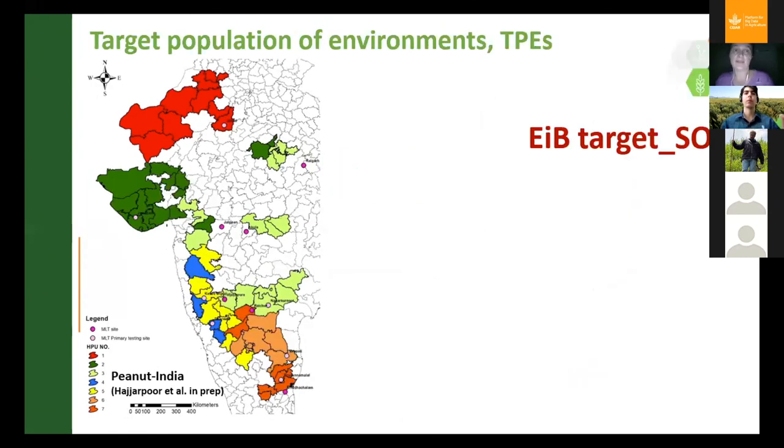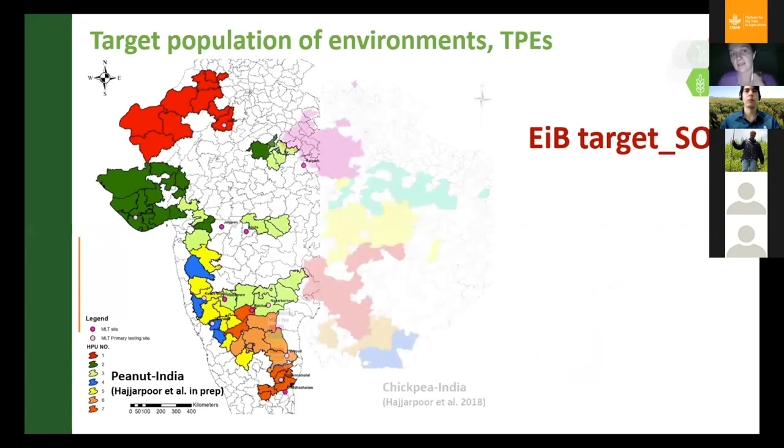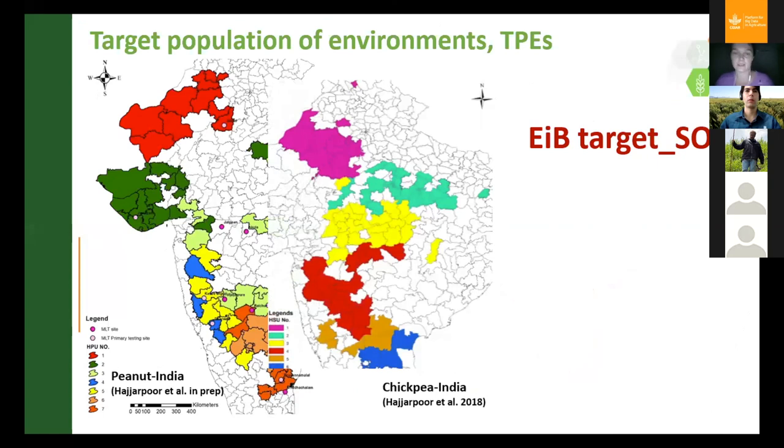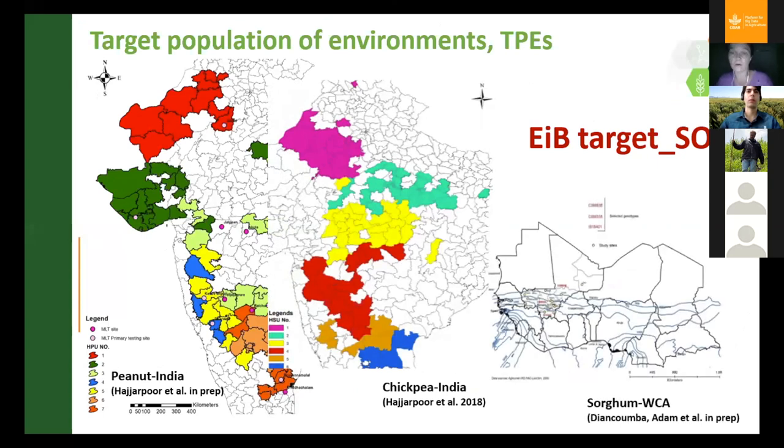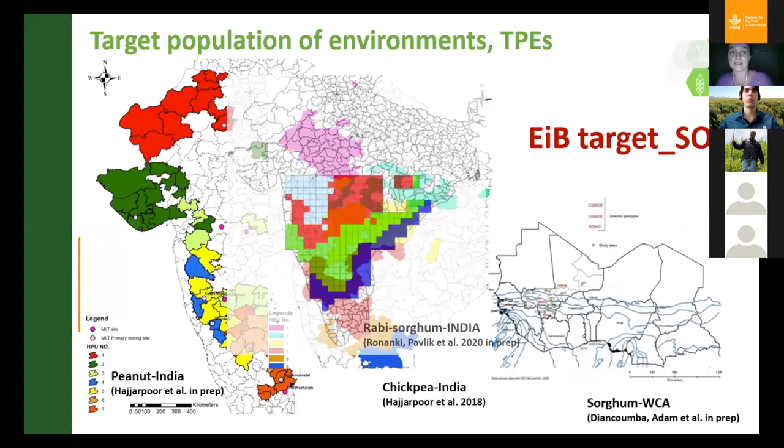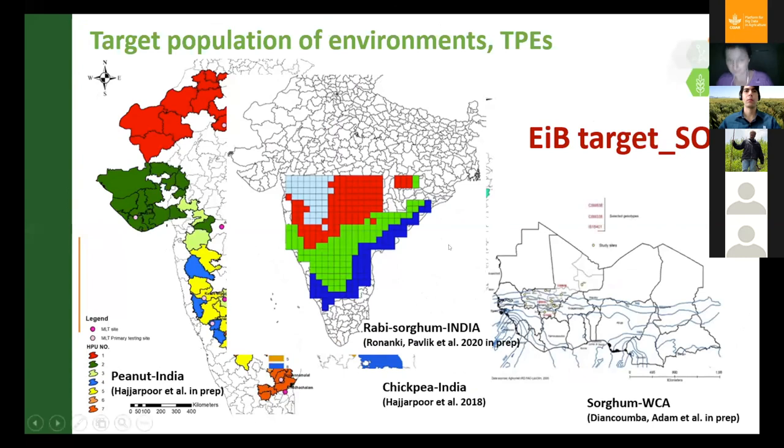So what we have done: Amir has worked not only on peanuts, he has also done a good job characterizing chickpea in India. We are venturing more and more into the production systems in Africa to do similar analysis. And the most advanced work which we have done with modeling tools is really post-rainy sorghum in India, and that example I will bring forward.